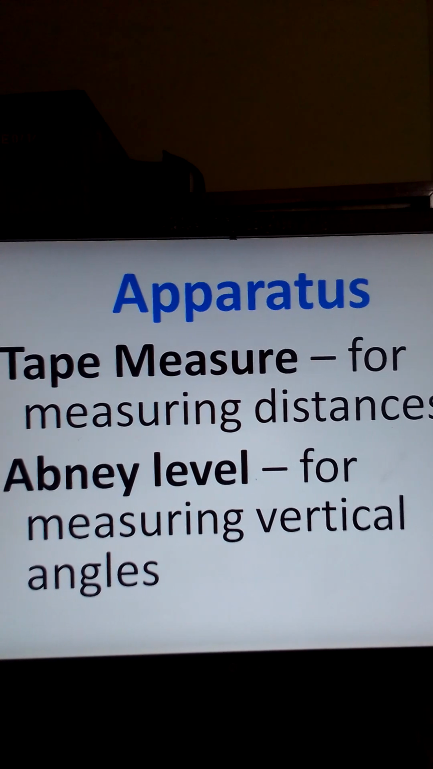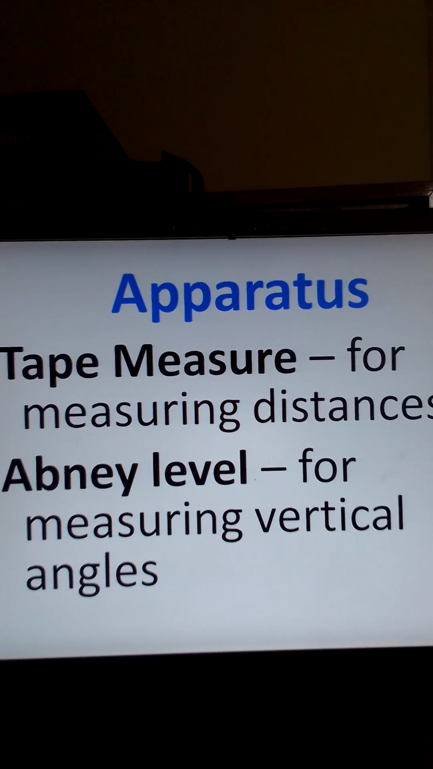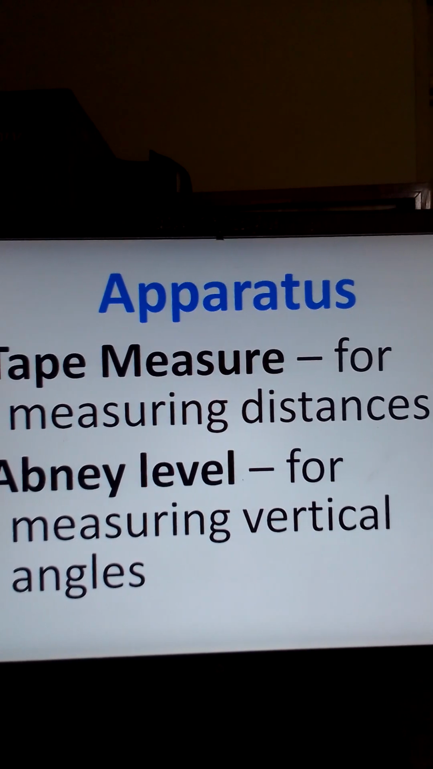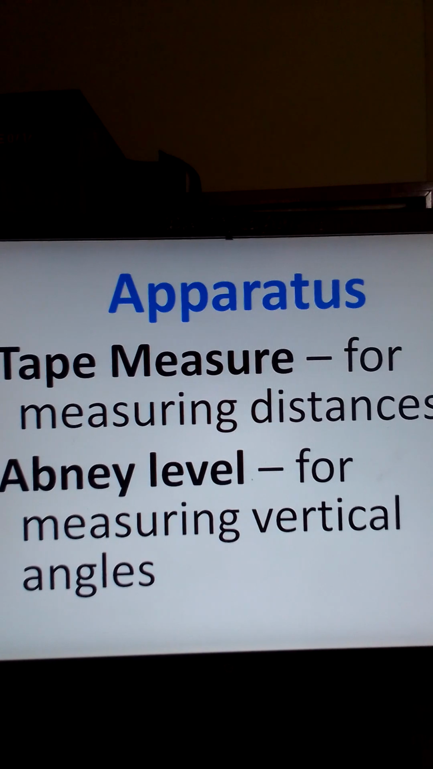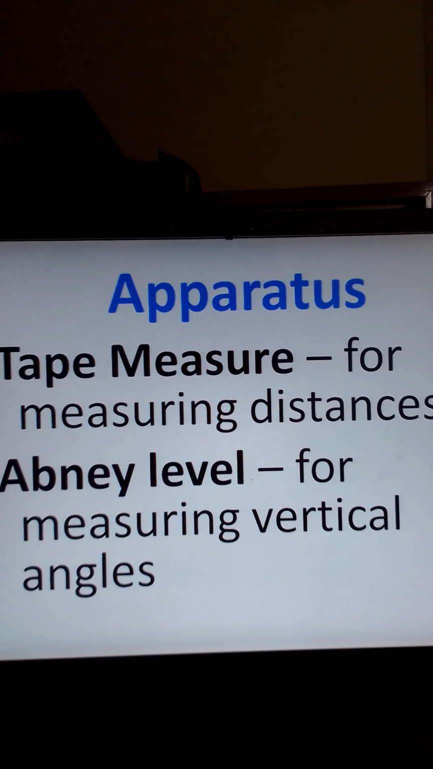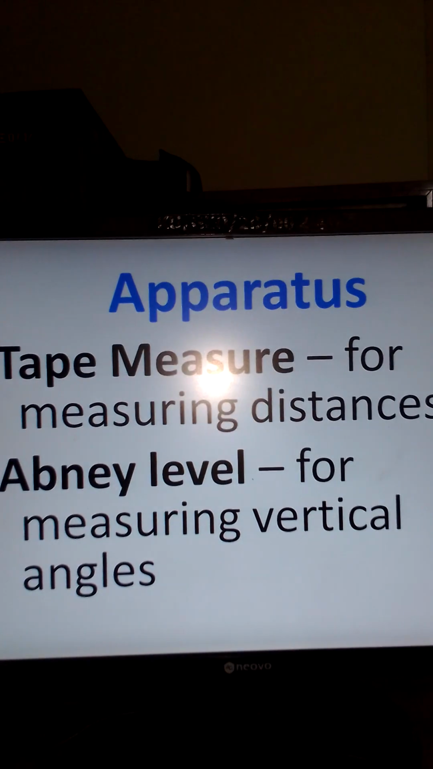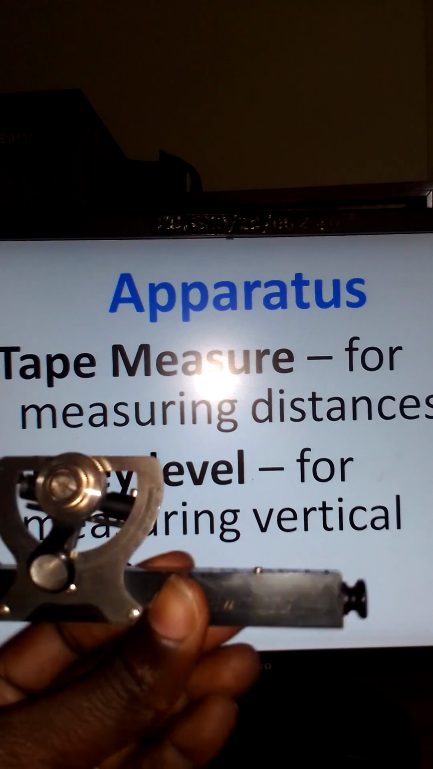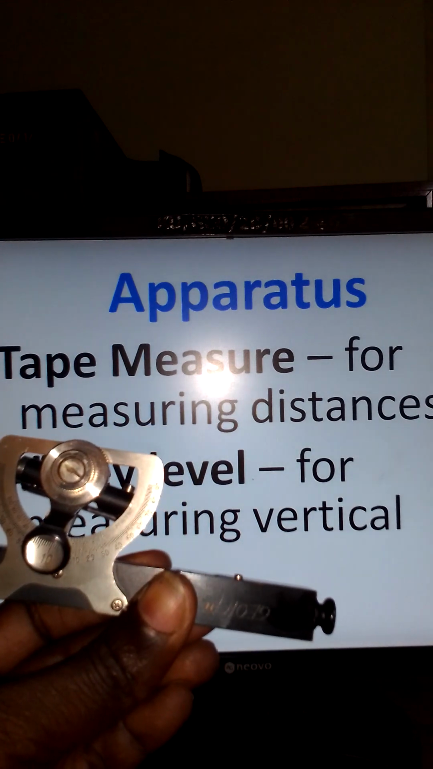Number two, an Abney level, which is used for measuring vertical angles. Vertical angles may be angles of elevation or angles of depression. In our case, we shall measure the angle of elevation. Allow me to show you how an Abney level looks like. This is how an Abney level looks like, which is used for measuring angles of elevation or angles of depression.